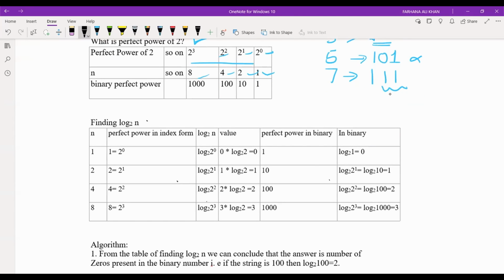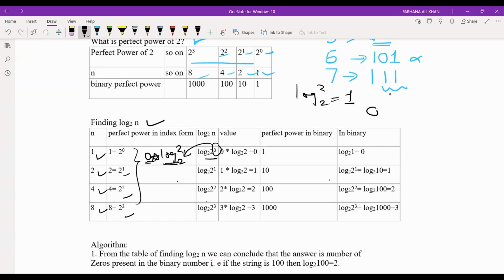Now, for finding the log of n, we will consider the perfect powers of 2 in decimal like 1, 2, 4, 8. Now, we will write them in base 2 format. So it is 2 raised to 0, 2 raised to 1, 2 raised to 2, 2 raised to 3. Now, if we find the value of log of 2 to the power 0, the power will be shifted here. So this will be 0 into log of 2 to the base 2. So 0 will be multiplied with the value of log 2 to the base 2. The value of log 2 to the base 2 is always 1. So your answer will be 0 into 1, which is 0.